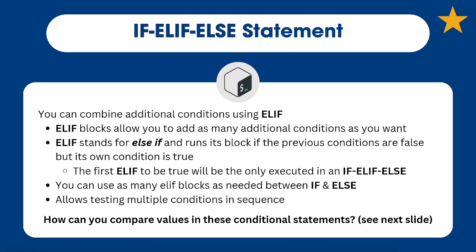So the first elif to be true would be the only one executed. And that includes the if. So if the if is true, that's the only one that's going to execute. Otherwise, it's going to go down through all the ones you chain together until it gets to one that's true, then execute that one and leave the entire branching conditions. Now, if none of those are true, and you have an else at the bottom, then that's the catch-all. To say, if everything else fails, you've got to do this. So yeah, it allows you to test multiple conditions in sequence. So let's take a look at how this is structured, the syntax of this.